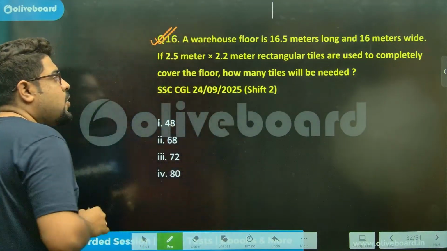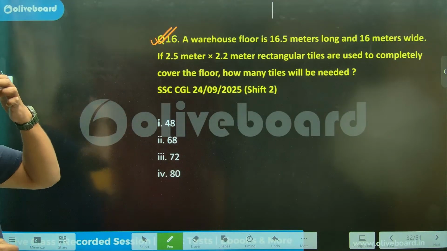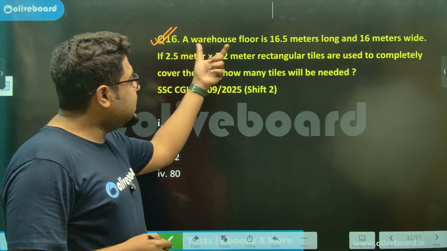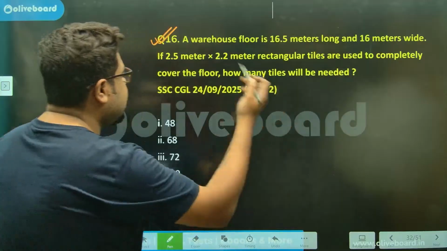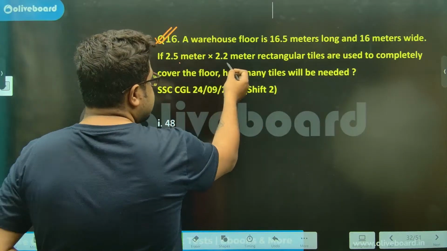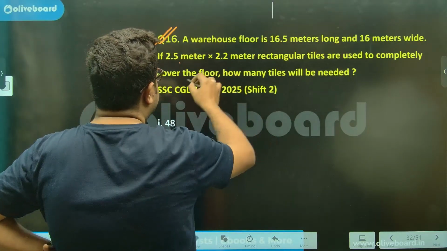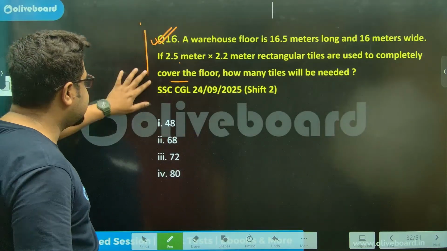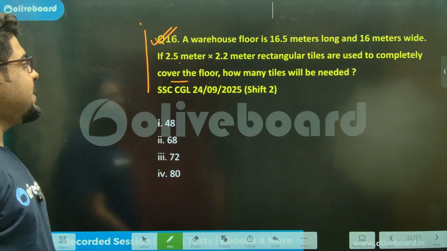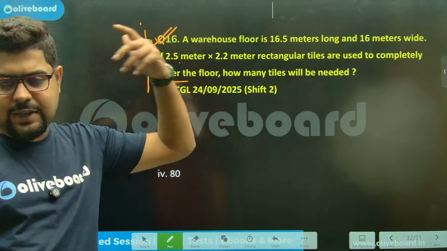Next one. Warehouse floor is 16.5 meters long and 16 meters wide. Okay, meaning rectangle. Rectangular tiles are used to completely cover the floor. How many tiles will be needed? Now, this is a very basic question. Total area divided by area of each tile.